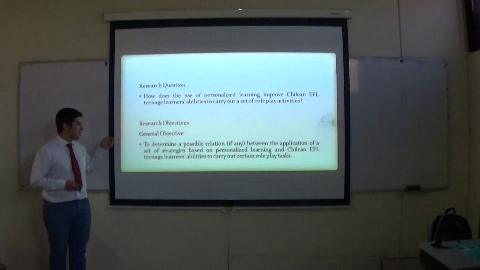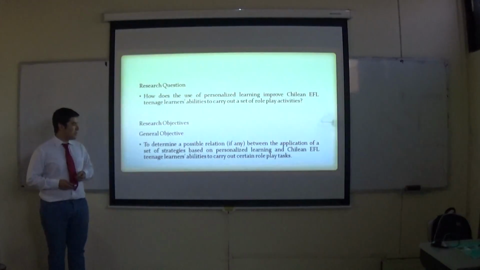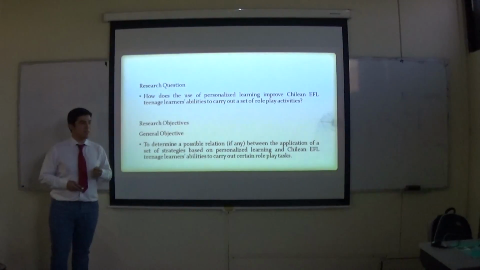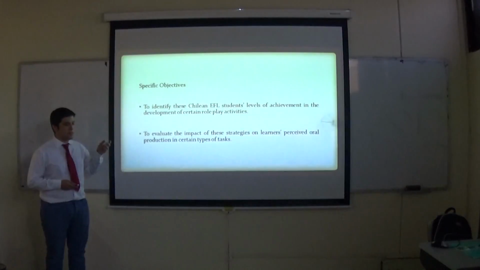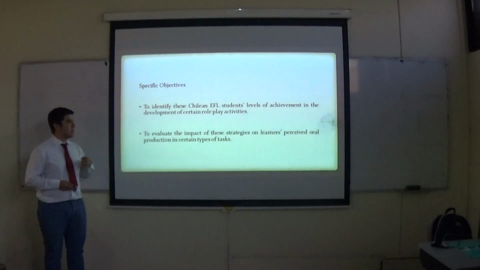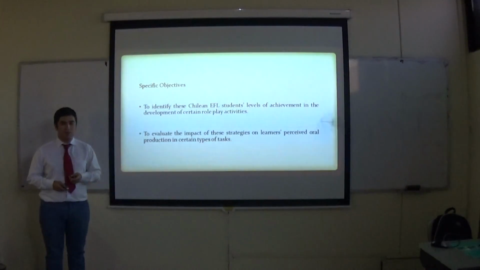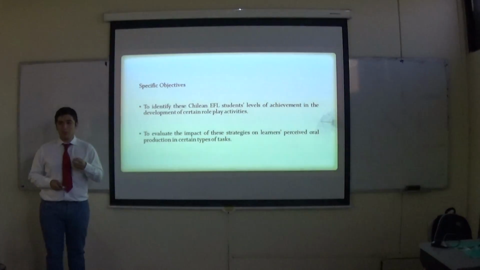The general one is to determine a possible relation, if any, of course, between the application of this strategy and the Chilean EFL teenage learners' ability to carry out these role-play tasks. The specific objectives are to identify these Chilean EFL students' levels of achievement in the development of this role-play task, and to evaluate the impact of this strategy, personalized learning, on their perceived oral production in these role-play tasks.